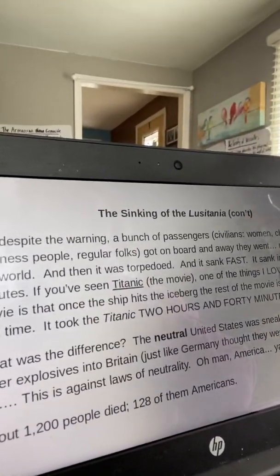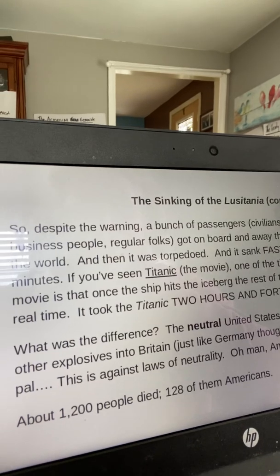Now, if you've seen the movie Titanic, that's the one with Leonardo DiCaprio and Kate Winslet. One of the things that I like about it as a history teacher is that once the Titanic hits the iceberg, the movie continues in real time. So the minute it hit to the minute it sunk in the movie is the exact same number of minutes it took for the ship to sink. Now, if you've seen the movie, it's kind of a long time. It took over 2 hours, almost 3 hours for the ship to sink. The Lusitania sank, as you know, in 18 minutes.